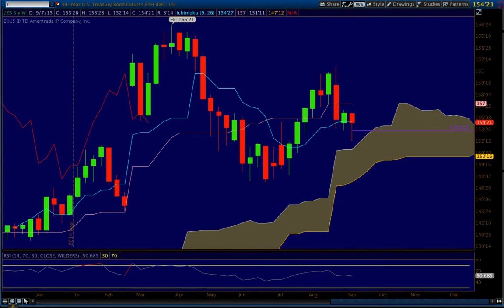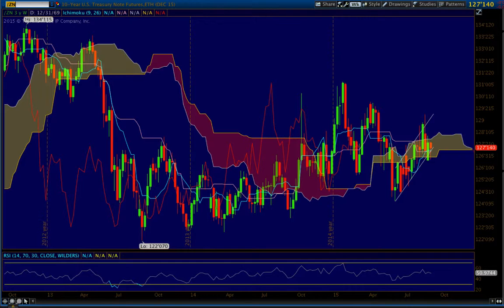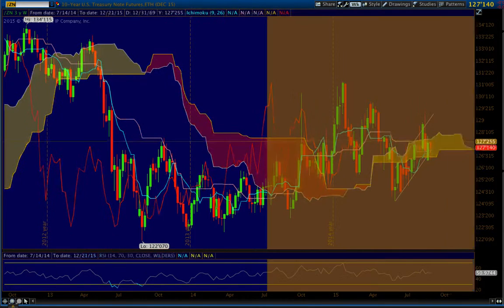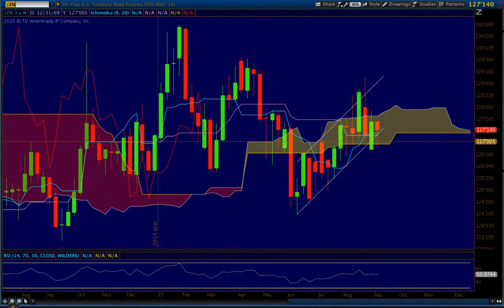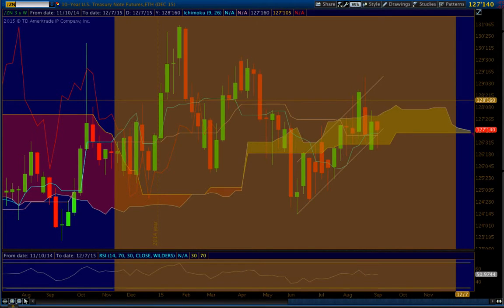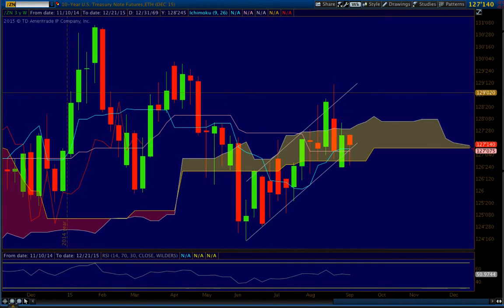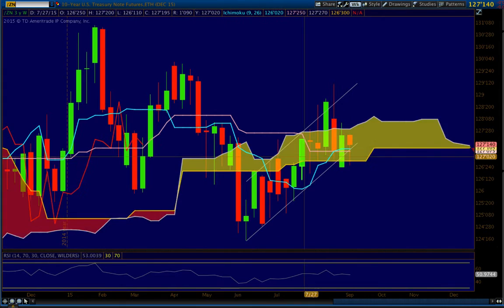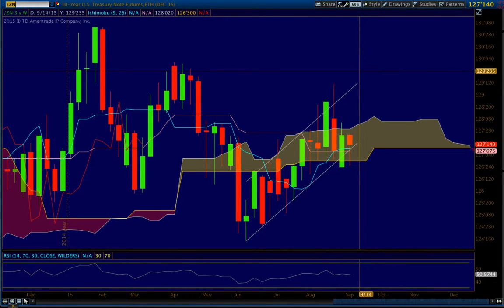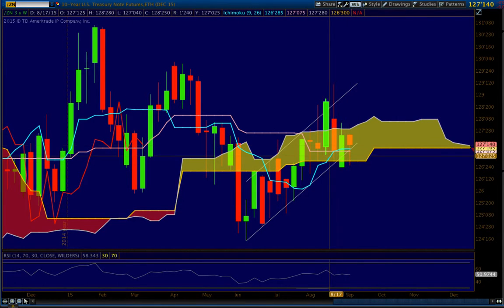Let's look at the 10-year. Oh, cute. There's my little channel. I forgot I drew that. So looking at ZN, we see that it has maintained this channel that I drew on. I think I drew that channel on the daily time frame actually, but ZN is neutral inside the cloud.